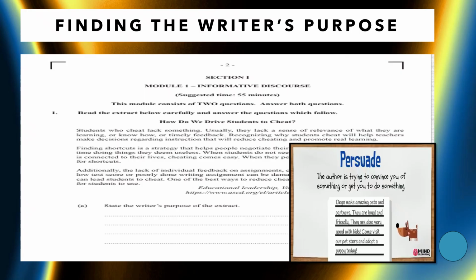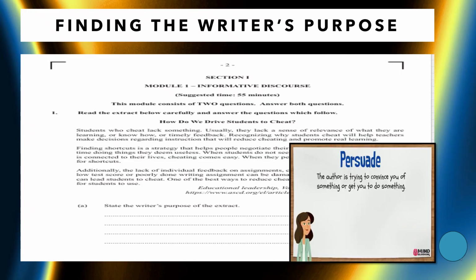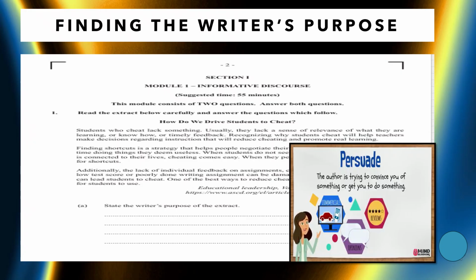So the author here is trying to convince people to come and adopt a puppy from their pet store. Some examples of persuasion texts are commercials, which can convince you to buy certain things, opinions that can also convince you of what the author is saying or believing, reviews, which also can convince or persuade people of a certain product or a service, and finally, advertisements, which can also persuade you to get or join something.